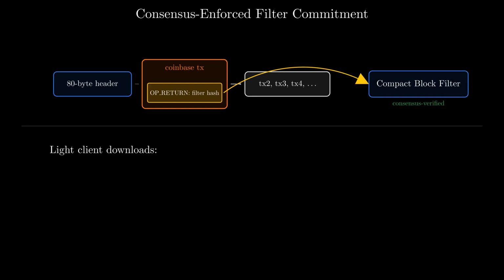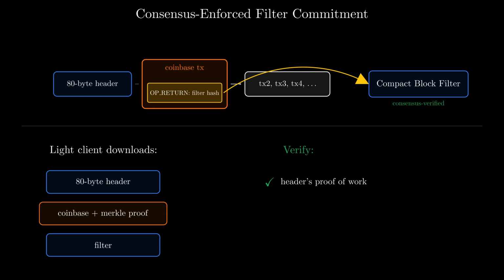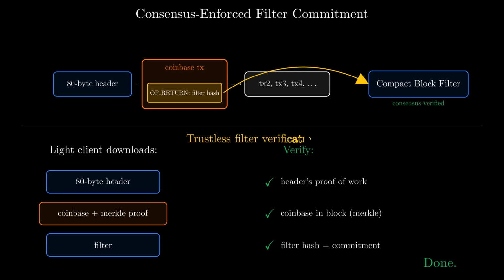Now a light client can download just 3 things: the 80-byte block header, the Coinbase transaction with its Merkle proof, and the filter itself. Verify the header's proof of work. Verify the Coinbase is in the block. Verify the filter hash matches the commitment. Done. No multi-peer comparison, no statistical assumptions, just consensus-enforced filter integrity.